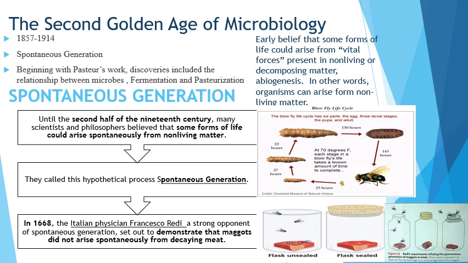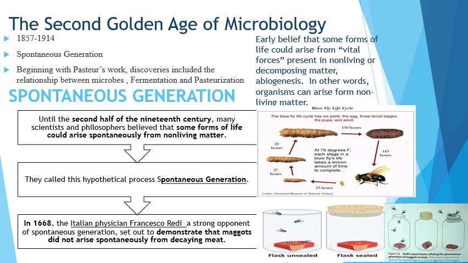But in 1688, the Italian physician Redi performed an experiment. Redi filled 2 jars with decaying meat. The first was left unsealed. The flies laid their eggs on the meat and the eggs developed into larvae. The second jar was sealed, and because the flies couldn't lay their eggs on the meat, no maggots appeared.